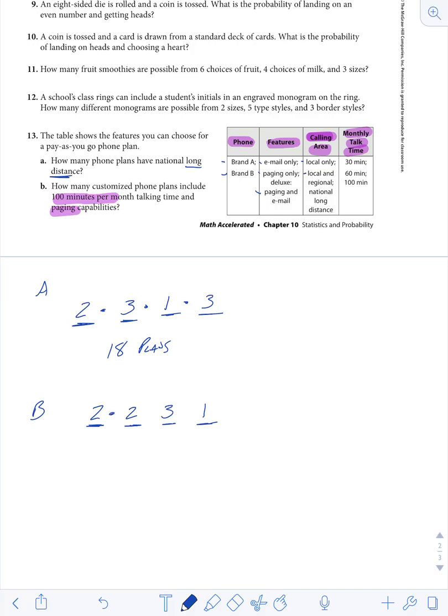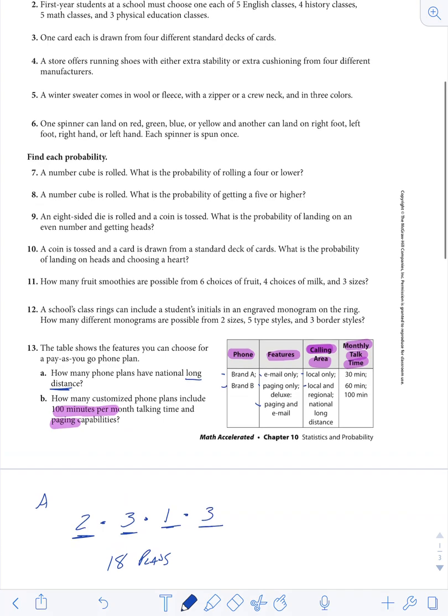And just like part A, we multiply. 2 times 2 is 4. 4 times 3 is 12. 12 times 1 would give me the 12 plans. I hope that somewhat made sense.